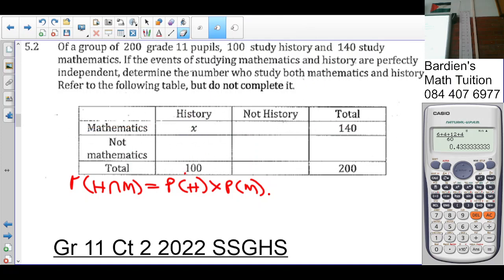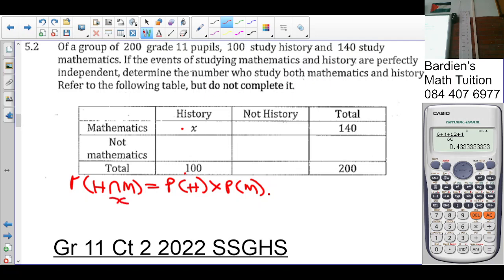Before I go any further, if the events of studying are perfectly independent, determine the number who studied both mathematics and history. In other words, calculating X. Refer to the following table. Do not complete it, so do not fill in the missing values.